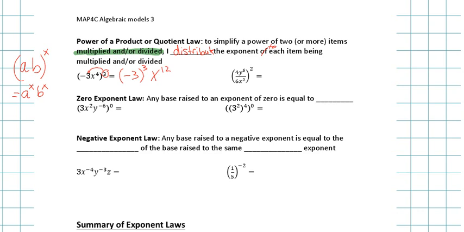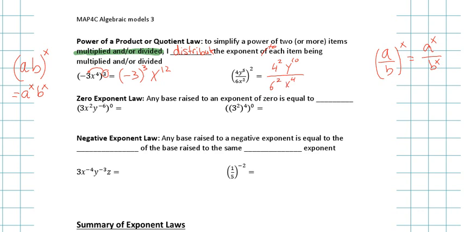Same deal if I have a divided by b to the power of x. That's the same thing as writing a to the power of x over b to the power of x. So again, I'm distributing that exponent to every term inside the bracket. So let's see what I get. 4 squared, y to the 10, and 6 squared. Everything got that squared.